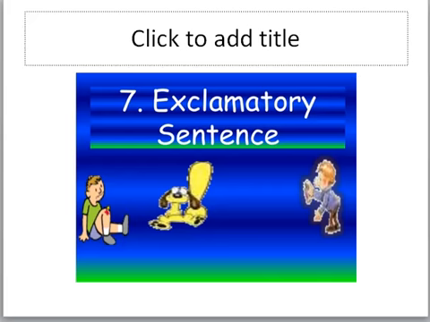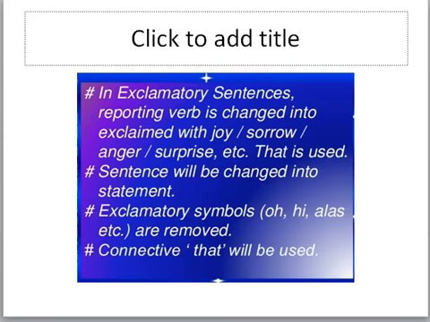And let's move on to exclamatory sentences. Exclamatory sentences are those sentences which express joy or your feelings or your emotions, right? And they end with an exclamation mark, right? So the exclamation is changed into a statement when you change a direct exclamatory sentence into an indirect one, right? And the general rules are: in exclamatory sentences, the reporting verb is changed into exclaimed with joy, sorrow, anger, or surprise, right?